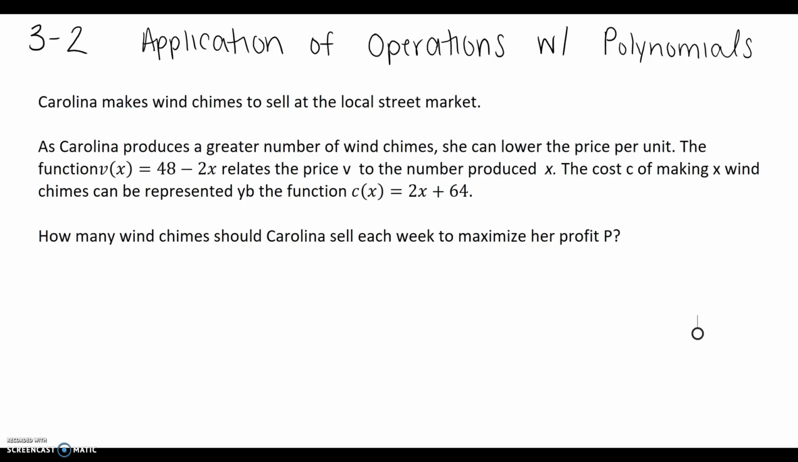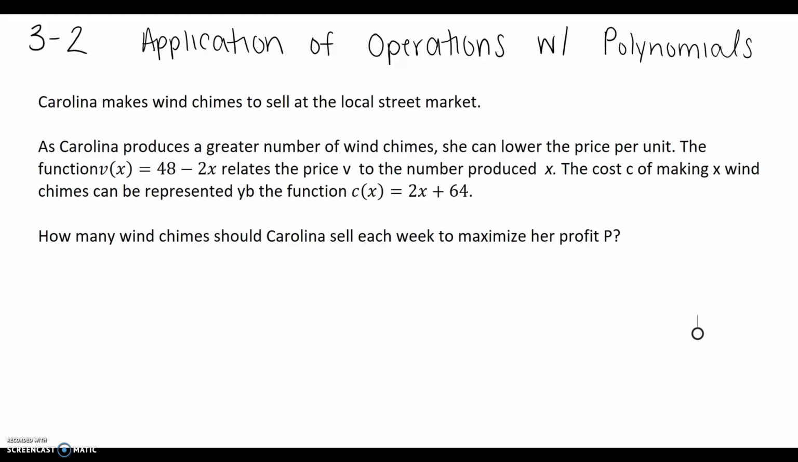Hey guys, in this video I'll be discussing how to apply operations with polynomials, and we're going to do this with a word problem. So if you'd like, maybe pause the video right now so you can copy it down or just follow along. So Carolina makes wind chimes to sell at the local street market. As Carolina produces a greater number of wind chimes, she can lower the price per unit.